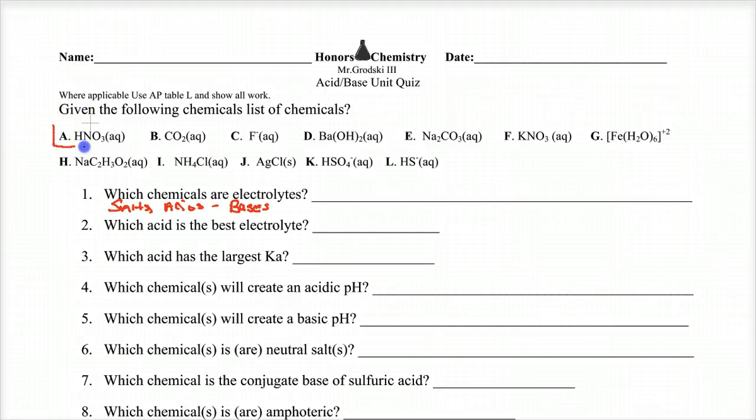Here is A, and this is nitric acid. It's the nitrate ion, so HNO3. That is a top 5 acid right there, so that is definitely going to be an acid. Okay, I look at B.